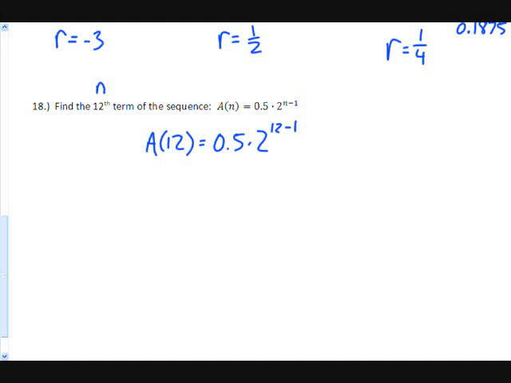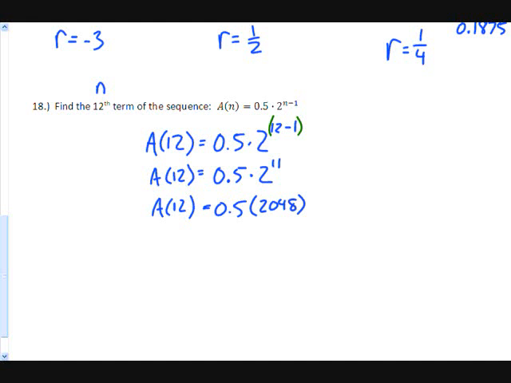I just have to make sure I do this in the proper order. Since these are both in the exponent, it's like there's parentheses around it, so I have to do that first. So it's 0.5 times 2 to the 11th. Now I have to do the exponent first, 2 to the 11th power, which gives me 2048, and then multiply that by 1/2. So just make sure you're following the order of operations. You get 1024.